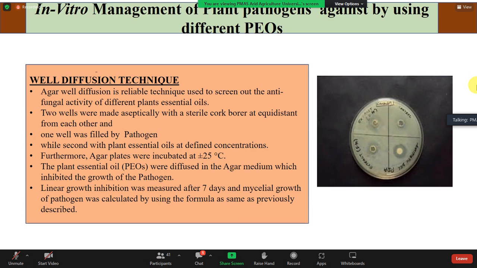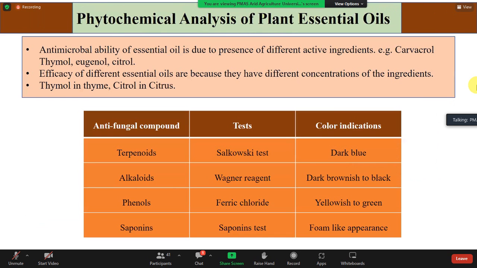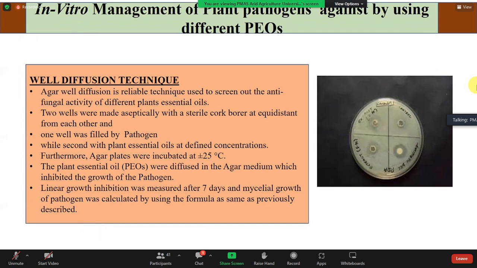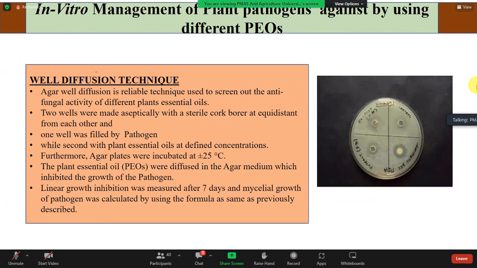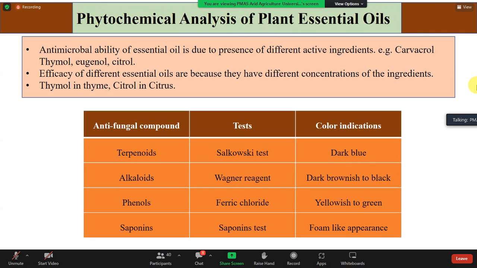So first of all we discussed essential oil, then how we screen the essential oil for management purposes. We use two methods: the poison food technique and the well diffusion method. We screen out the essential oils, and out of 10, perhaps 1, 2 or 3 have antifungal activity, and the remaining do not have antifungal activity.